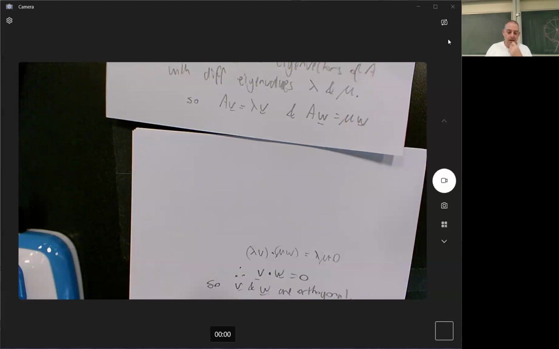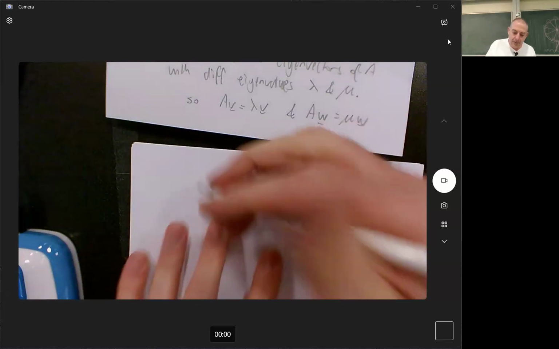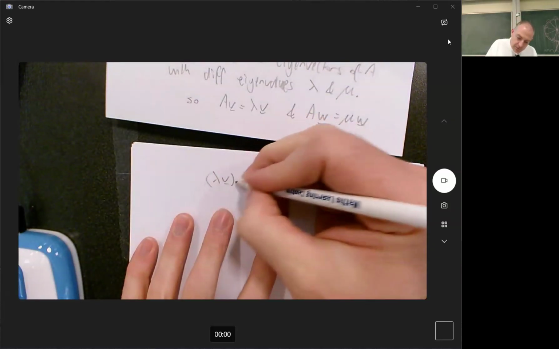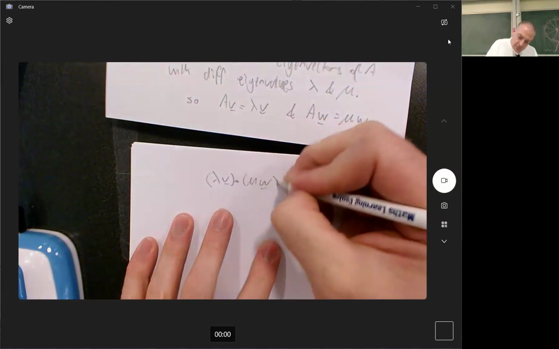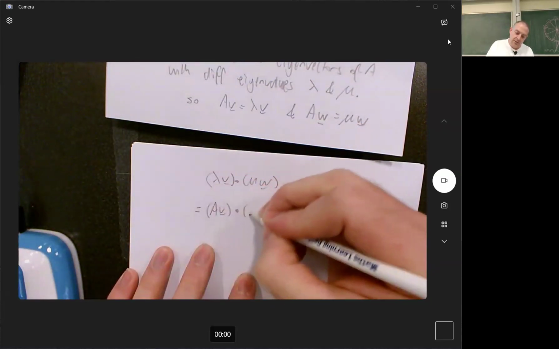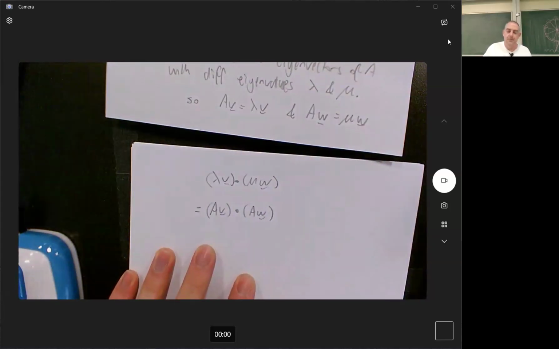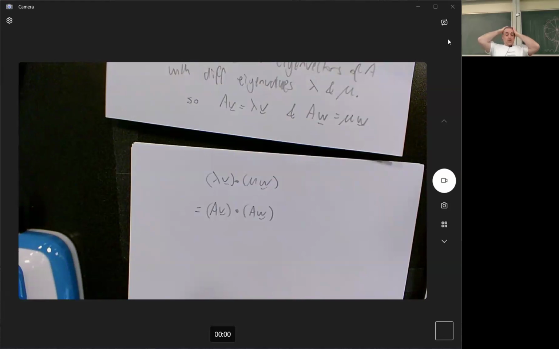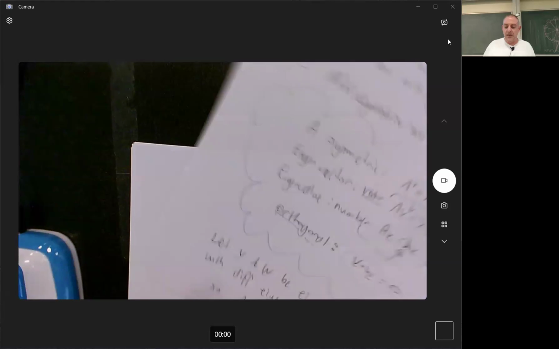I'm just going to put this over somewhere else and come back to that in a minute. Lambda V dot mu W would be the same as AV dot AW. And I have to use the fact it's symmetric somewhere. I haven't used that yet, so I'm going to have to get an A transpose in here somewhere.